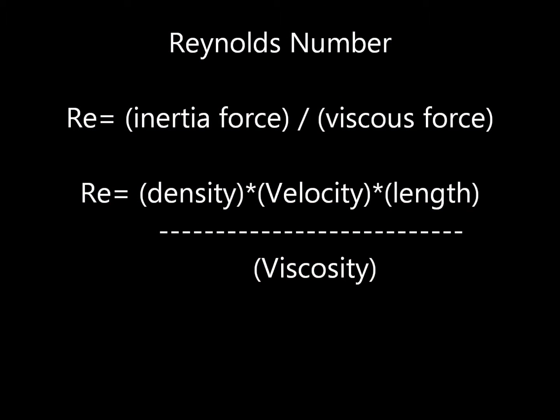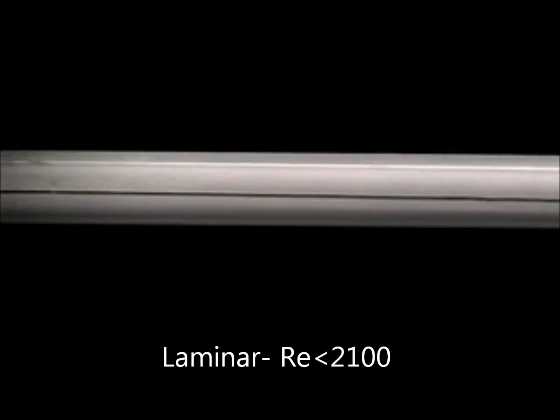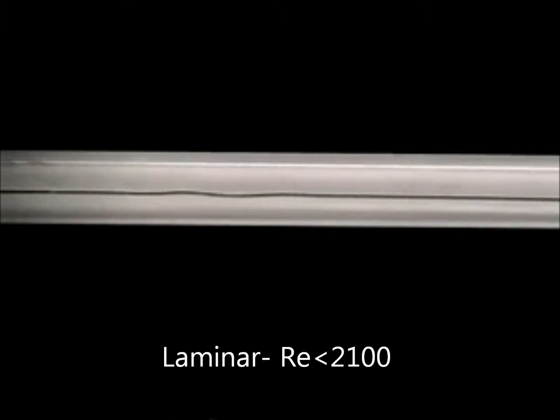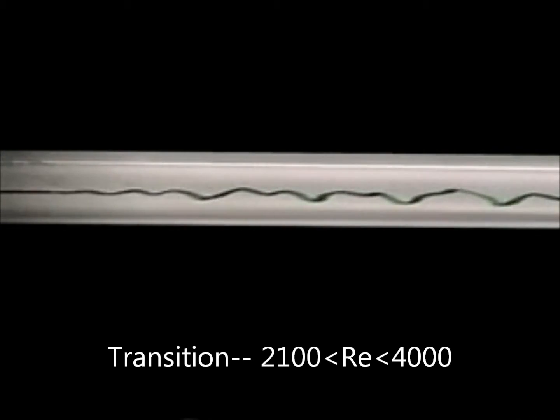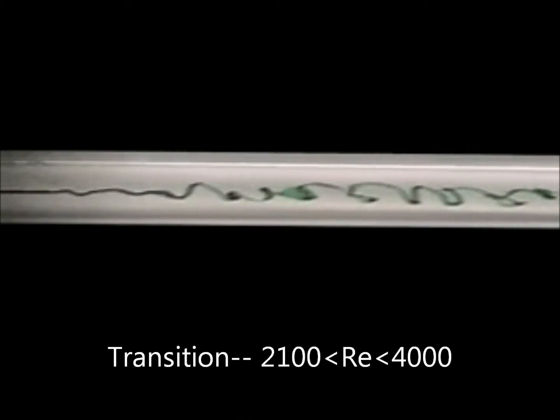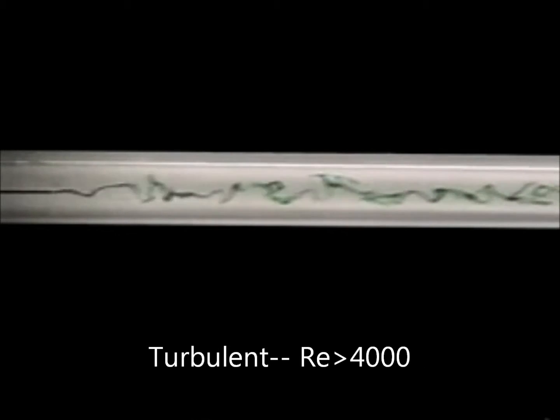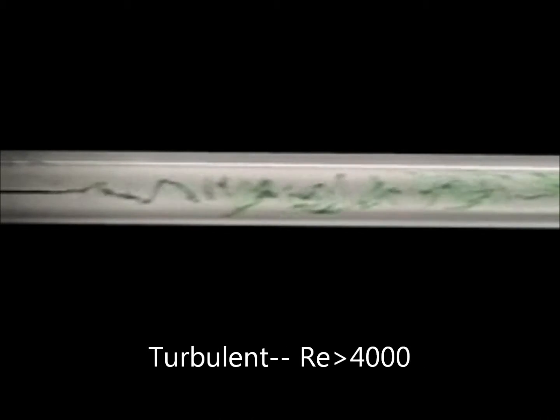The most common way to determine if a flow will be turbulent is with use of the Reynolds number. For example, in a pipe, if the Reynolds number is 2100 or below, the flow will be laminar. The area in between 2100 and 4000 is known as the transition region, where the flow exhibits both properties. If it is above 4000, the flow will be turbulent.